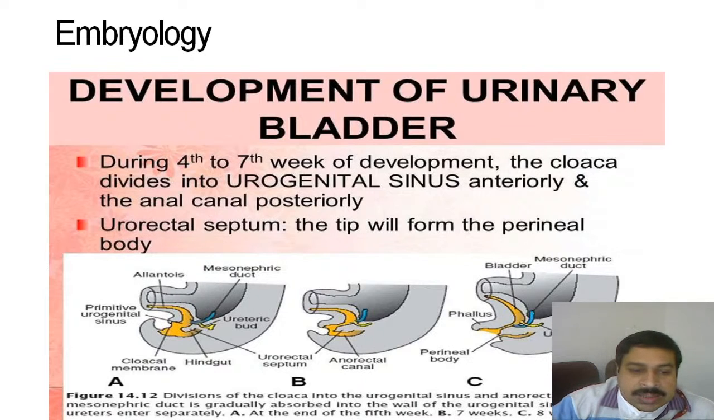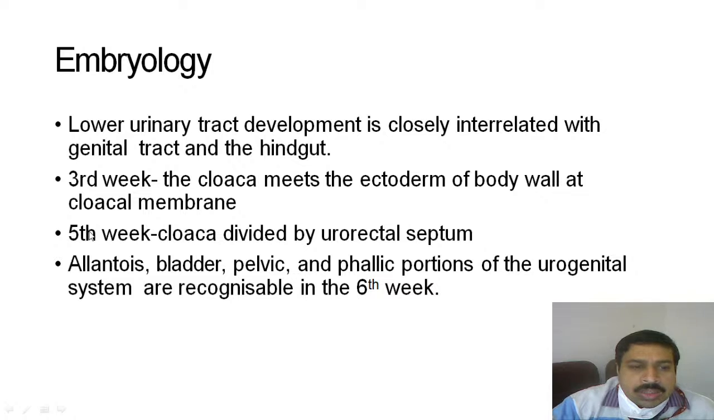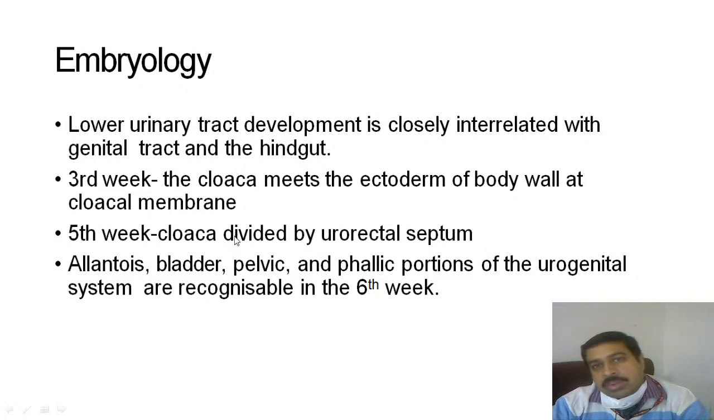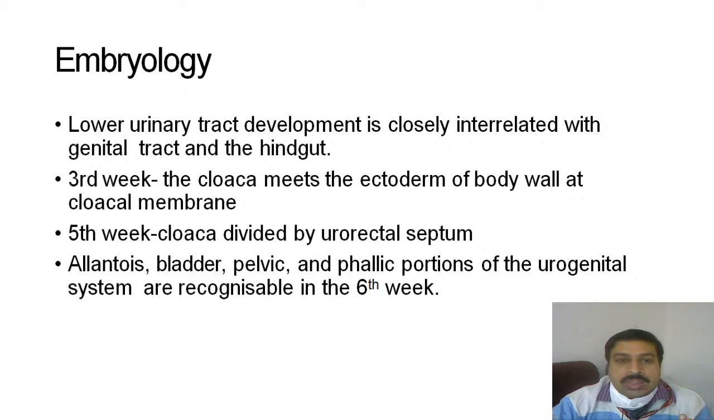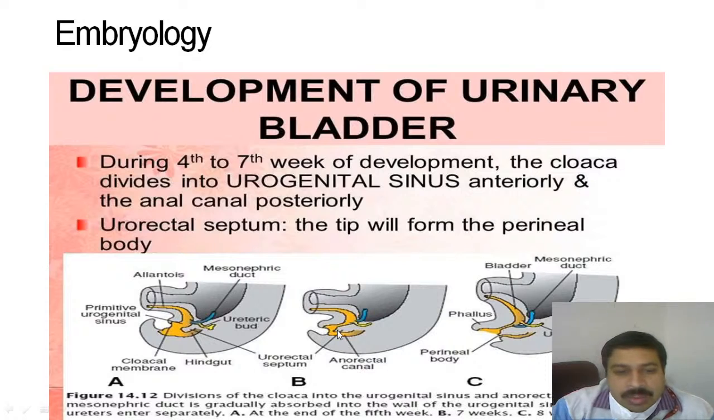formed, but as it develops around the 7th week or so, you can see around the 5th week, the cloaca is divided into an anterior chamber and a posterior chamber, as we see in the future or the postnatal anatomy. How does it happen? By the urorectal septum. So if we go back to that diagram, here you can see this urorectal septum developing cranially, migrating caudally and dividing this cloaca into an anterior chamber.